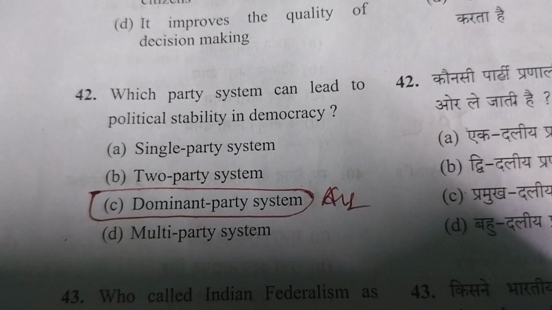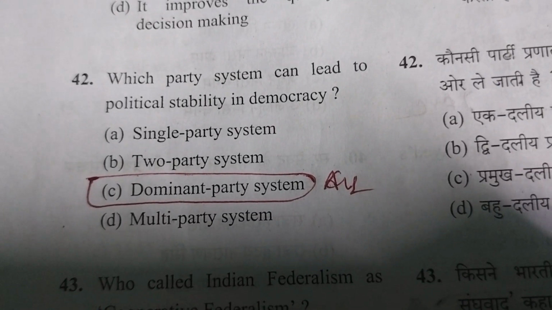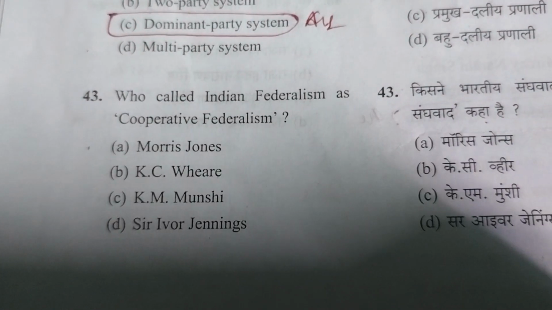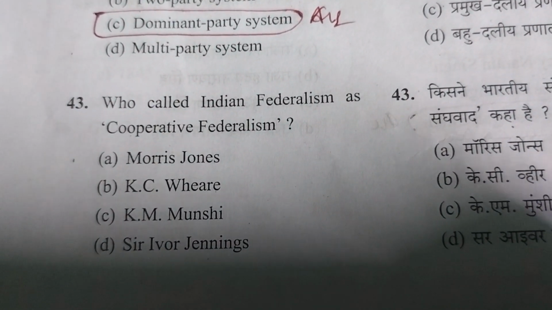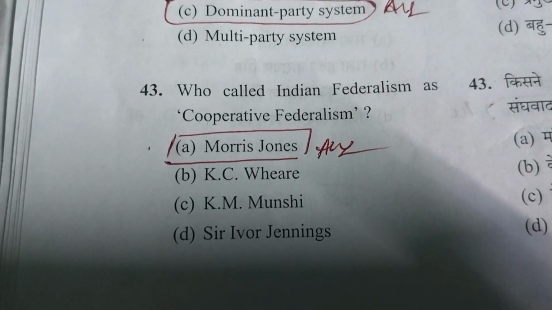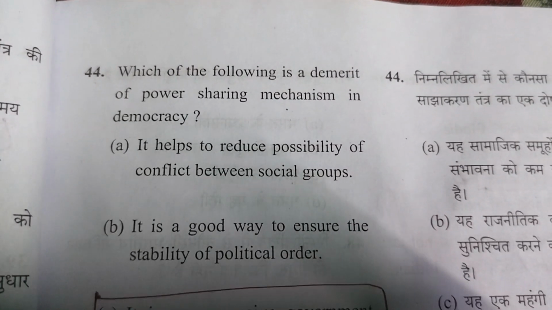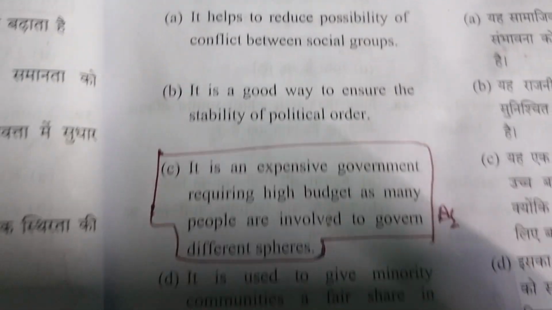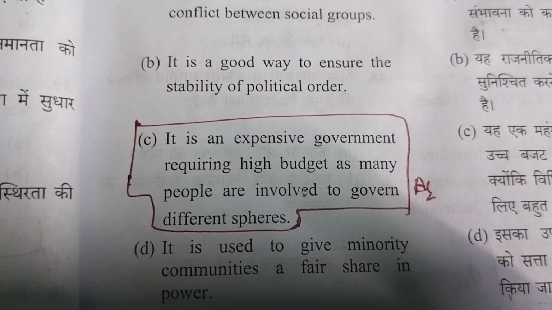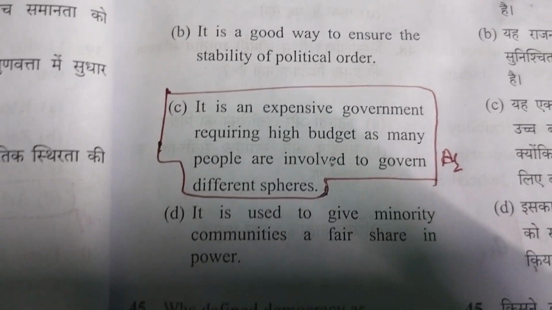42. Which party system can lead to political stability and democracy? C. Dominant party system. 43. Who called Indian federalism as cooperating federalism? Option A. Maurice Jones. 44. Which of the following is a demerit of power sharing mechanism in democracy? C. It is an expensive government requiring high budget as many people are involved to govern different spheres.